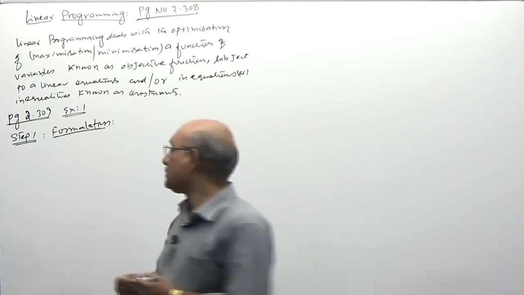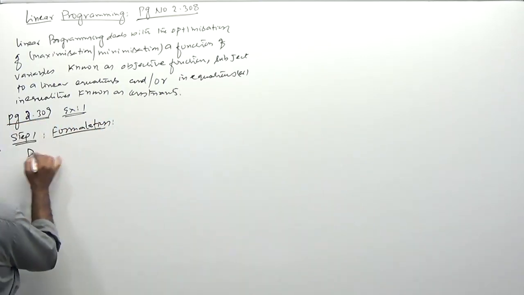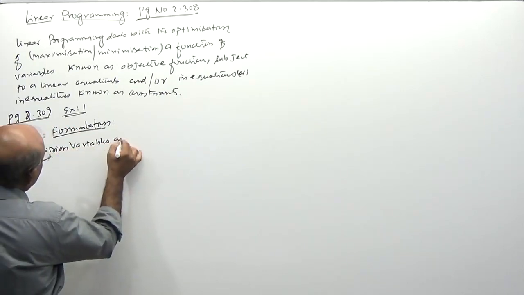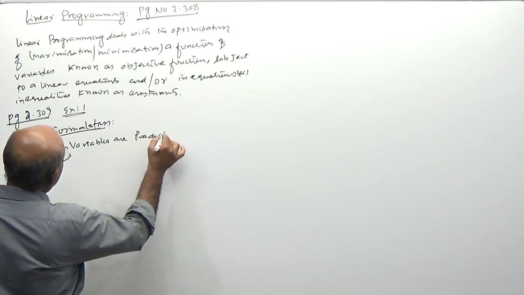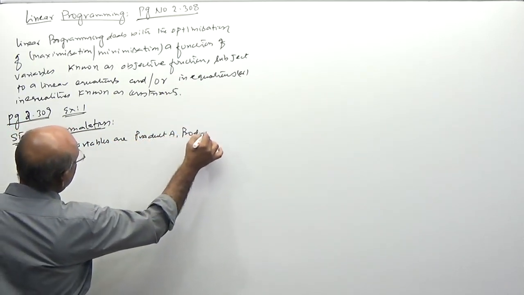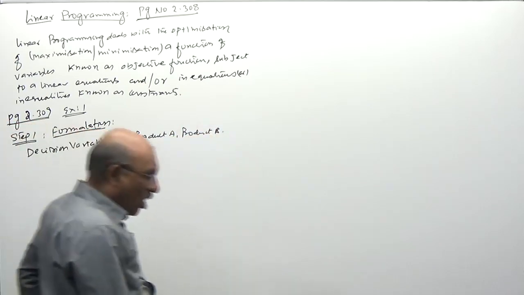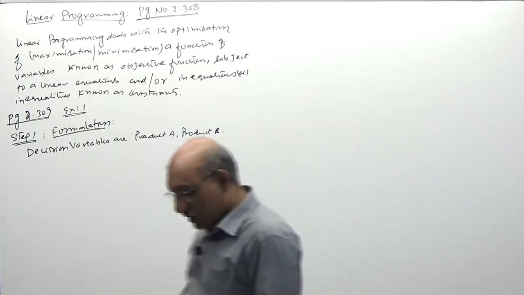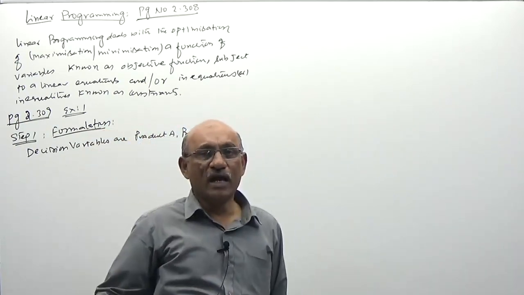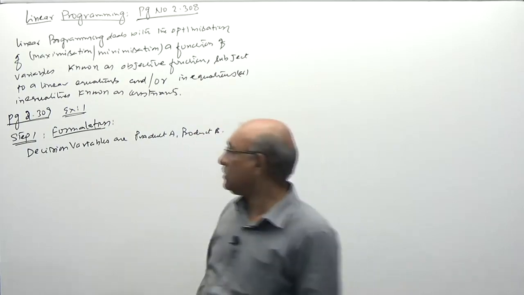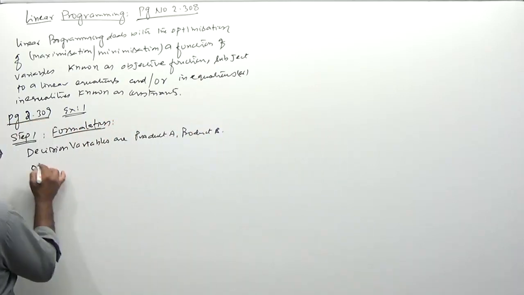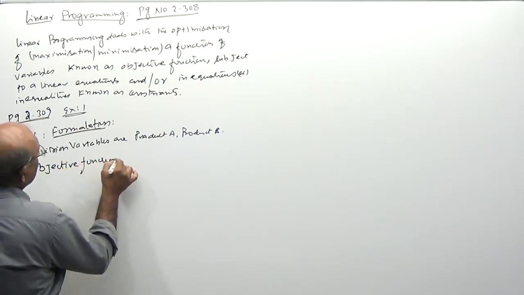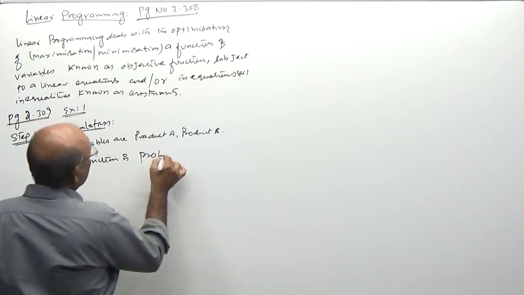This is the question. So, for this, decision variables are product A, product B. You have to decide how many units of product A and how many units of product B the firm has to produce in order to maximize its profit. So, objective function is profit maximization.